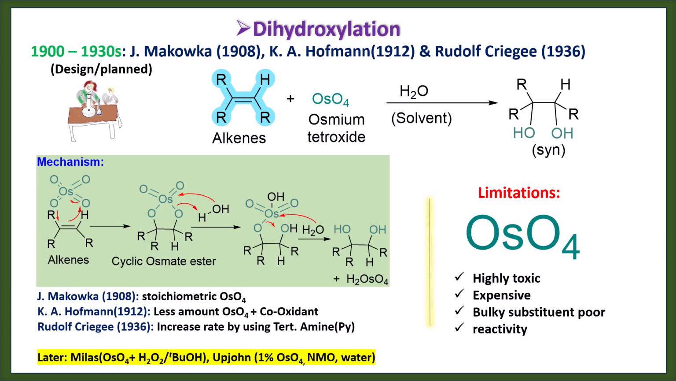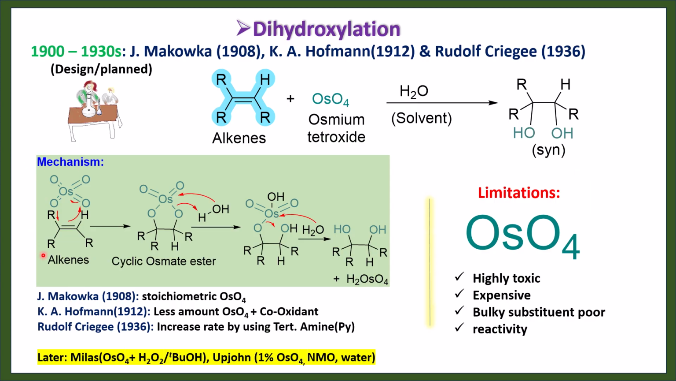As a dihydroxylated product with KMnO4 gives a low yield, these dihydroxylations can happen with another reagent, osmium tetroxide. In the 1900s to 1930s, scientists Makua, Hoffman and Kriege designed and developed the alkene hydroxylation with osmium tetroxide. They could find the syn hydroxylation product.